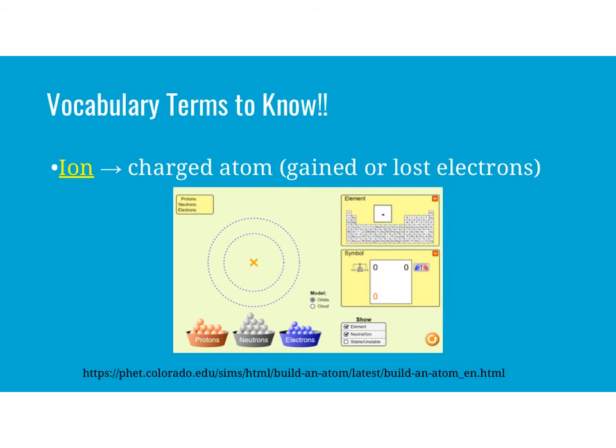So our last vocab term that I want to go over is the ion. An ion is a charged atom because it either gained or lost electrons. So you guys can practice with these symbols. Notice it has the mass, the charge, and then the atomic number down here with the PHET. Just Google PHET and then go to build an atom.